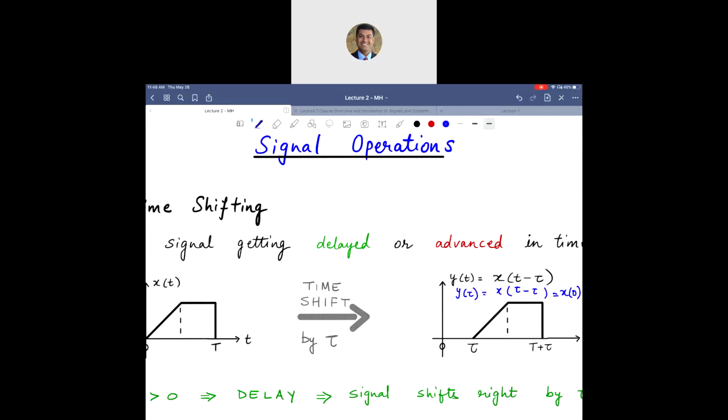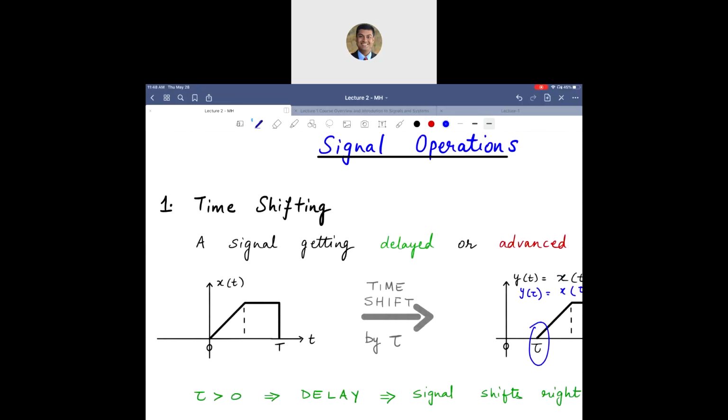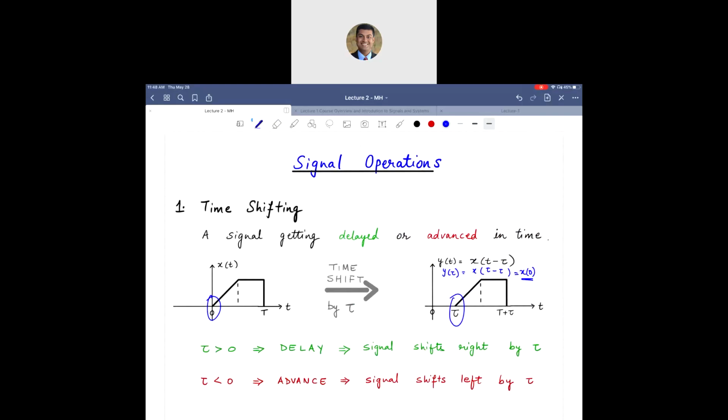So y of tau should be x of 0. Is that the case? Y of tau is right here. X of 0 is right there. They are exactly the same point. So by substituting some quick numbers, you can check whether you are on the right track or not.